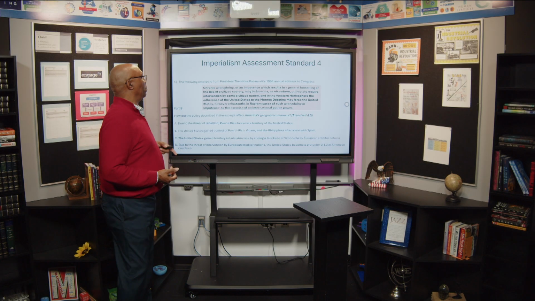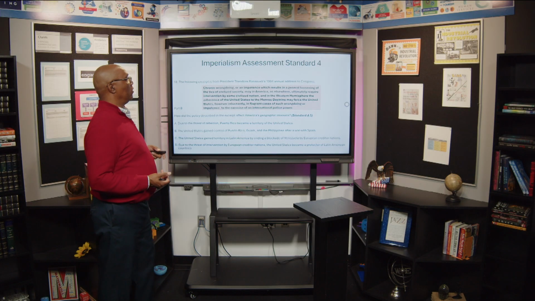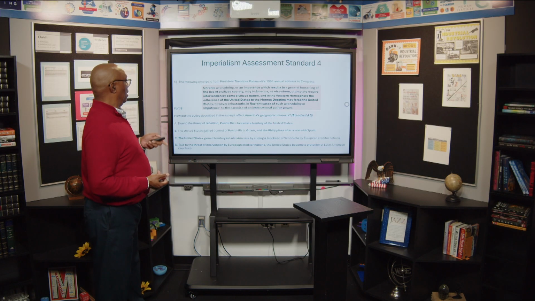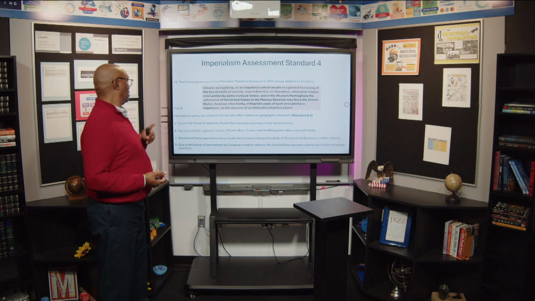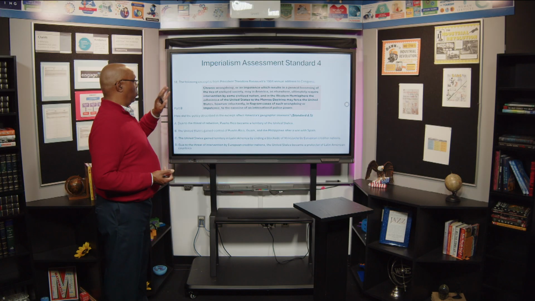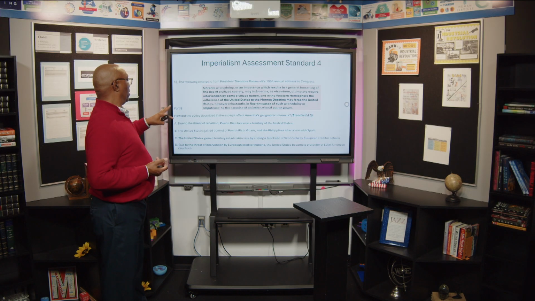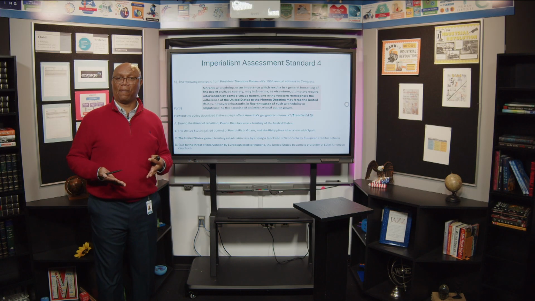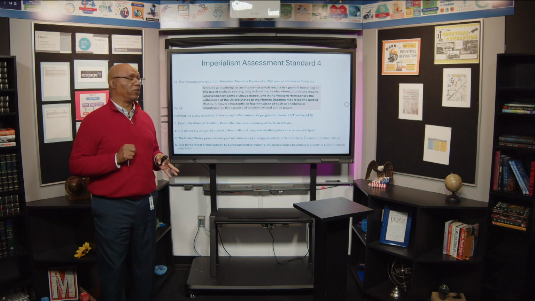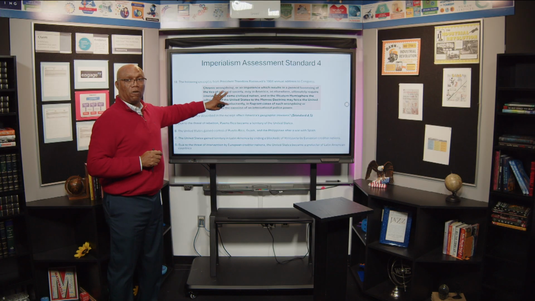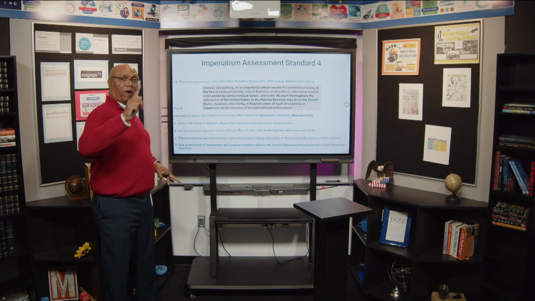The following excerpt is from President Roosevelt's 1904 annual address to Congress, chronic wrongdoings. I think that's the one we just had. Okay, this is the same one. It's what we just read, but it was a part B to that question. So once again, it's a different type of question. It kind of threw me for a loop for a second. It's the same excerpt, same question, but they gave you a part A and a part B.